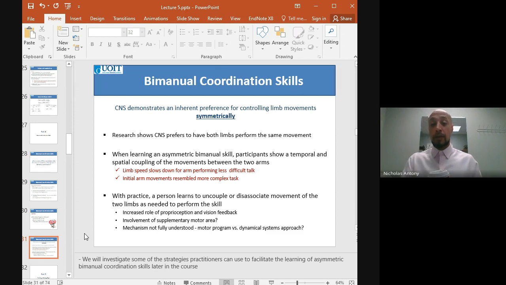So that's an example of how the less difficult, the circle, was looking like the more difficult, the triangle. So think about research, right? Just a simple skill like that. What can you infer by that? Oh, well, clearly the brain wants to do the more difficult one and is slowing down for that.